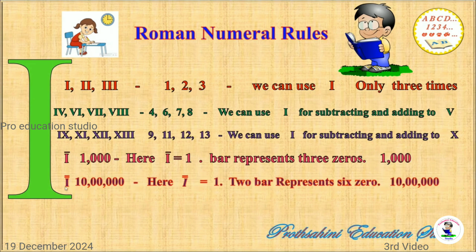It is I double bar. We don't know what is meant by I double bar. Now we will learn about that also. Now I double bar means, I means 1. First we have to write 1, and one bar represents 3 zeros, and another bar also represents 3 zeros. Now double bar represents 6 zeros. So that we get 10 lakhs. Be noted this also. Now we will go on to the next.